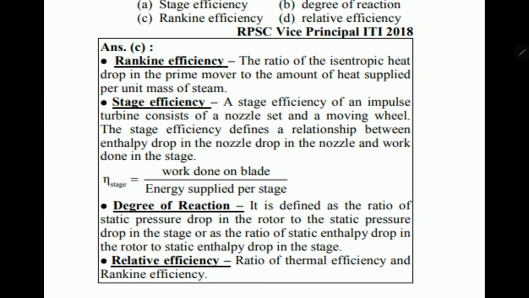Now degree of reaction is defined as the ratio of static pressure drop in the rotor to static pressure drop in the stage, or as the ratio of static enthalpy drop in the rotor to static enthalpy drop in the stage. Now relative efficiency is the ratio of thermal efficiency divided by Rankine efficiency.